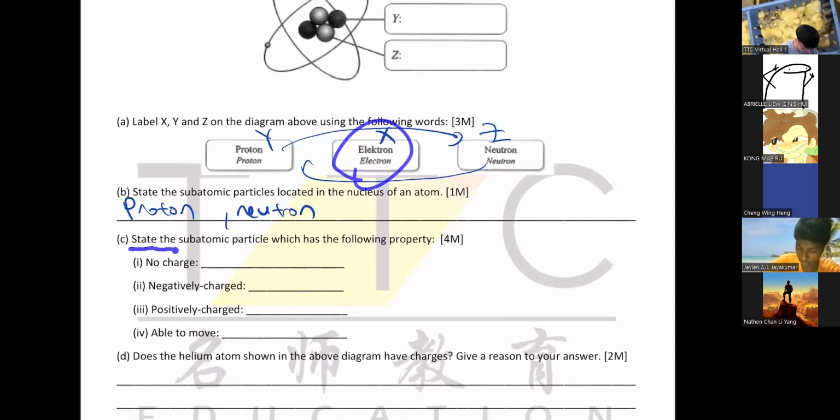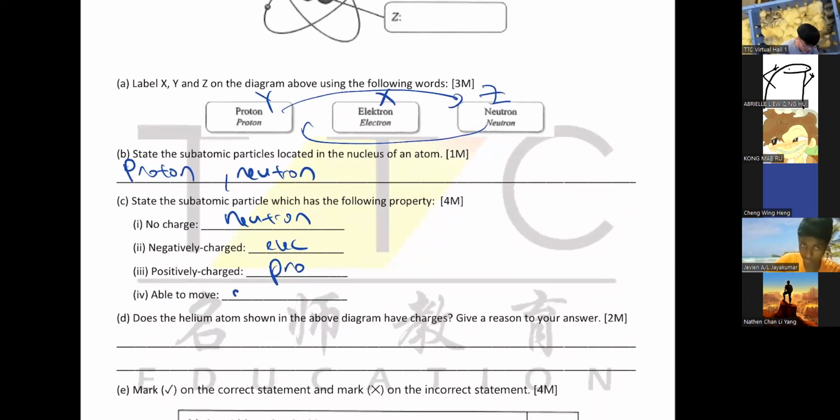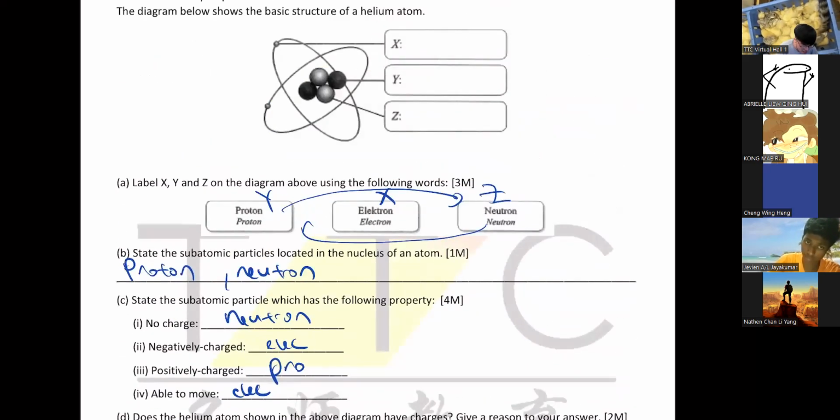So C, state the subatomic particle which has the following property. No charge, who has no charge, that would be a neutron, because they are neutral. Negatively charged would be your electron. Positive charge would be your proton. Pro means pro. Proton Saga. That's like my first car. Able to move would be your electron as well. Neutron is mid.